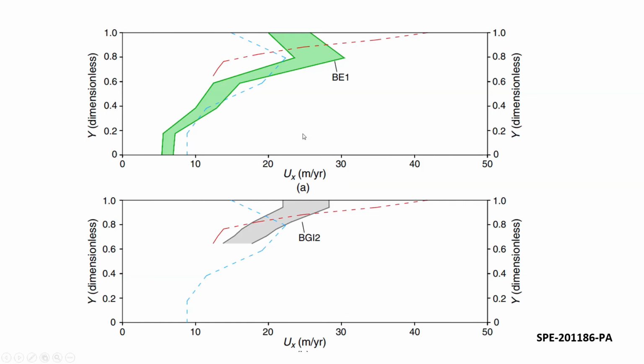So the green and the gray are steam interface calculations across the pay zone. This dimensionless Y is the top of the pay zone. This is the producer level. And this is how the steam interface velocity is changing across the pay zone. And the blue is the response between the developer and the first OBS, and the red is between the first OBS and the second OBS.